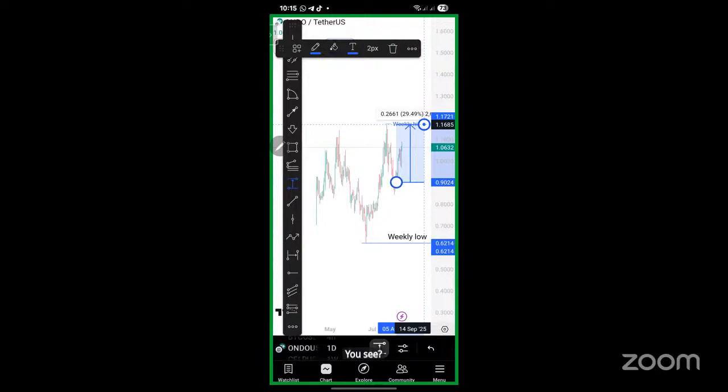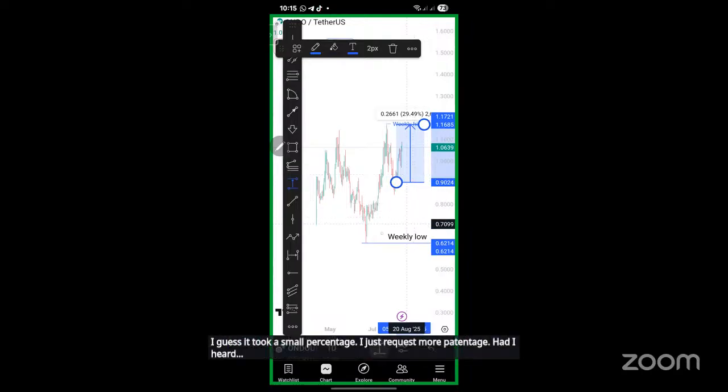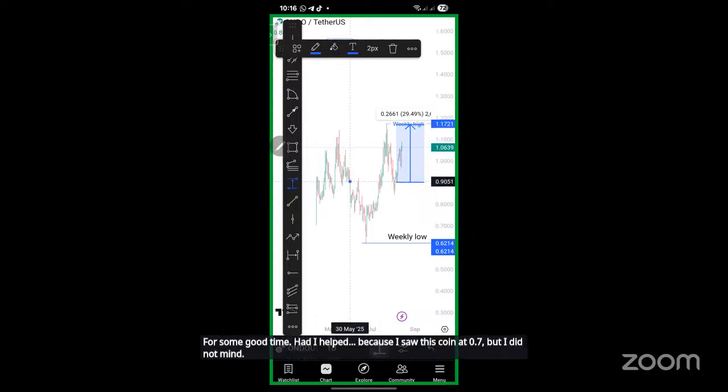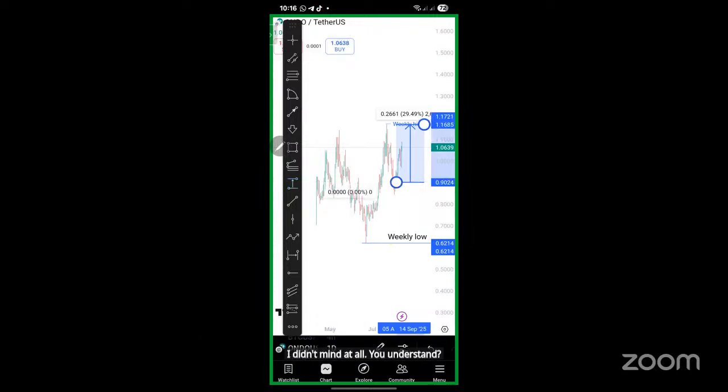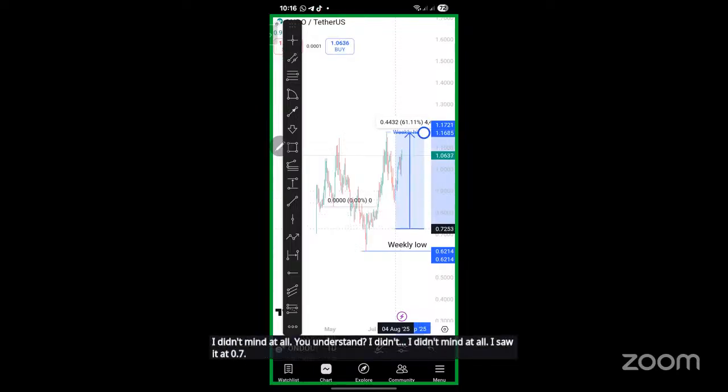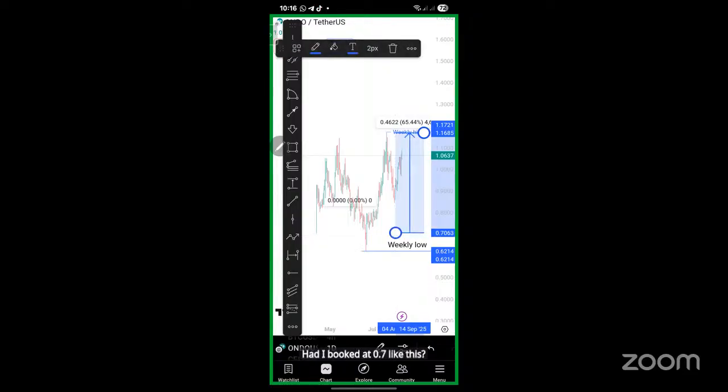Make more research. I did not research about this coin. Really, I bought it at 0.9 and I just took a small percentage. Had I held for some good time, because I saw this coin at 0.7, but I did not mind at all. Had I bought at 0.7, I could have made 65%.